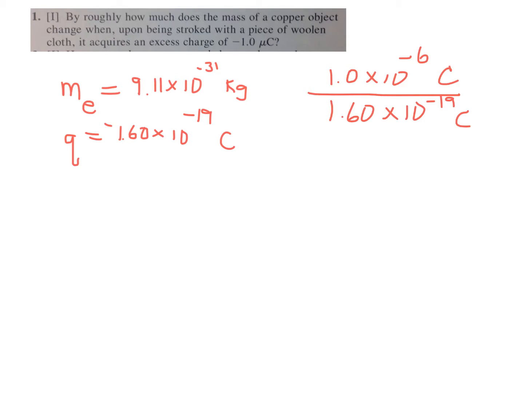Now we've got to figure out how much mass that is. So we know how many electrons it is. Well, each electron is 9.11 times 10 to the negative 31st kilograms. So once you figure out how many electrons it is, essentially all you do is multiply by that 9.11 times 10 to the negative 31st to get the total mass involved. Pretty straightforward.